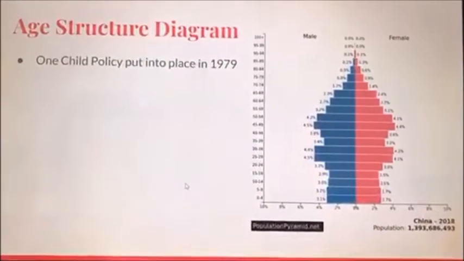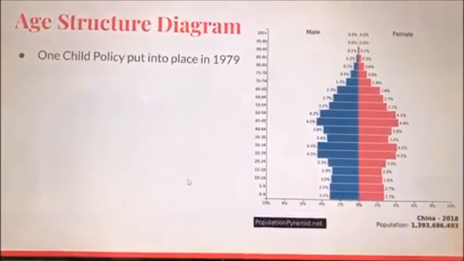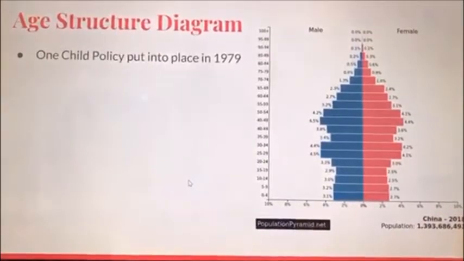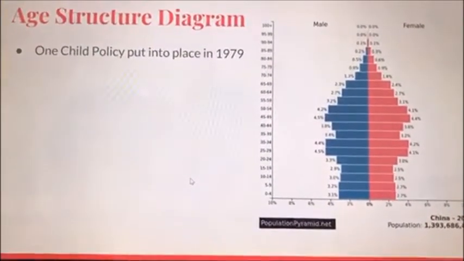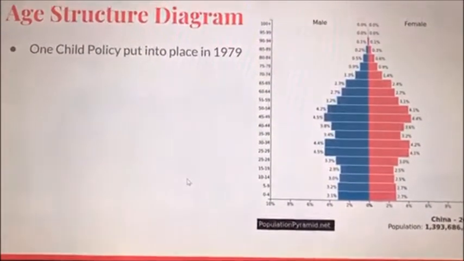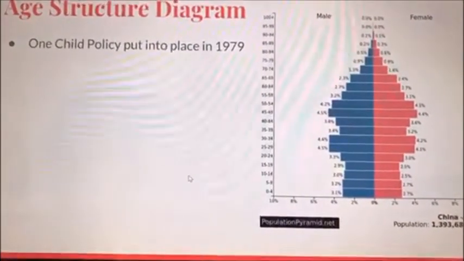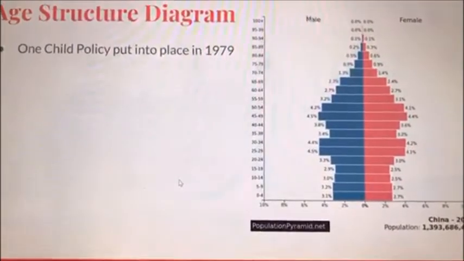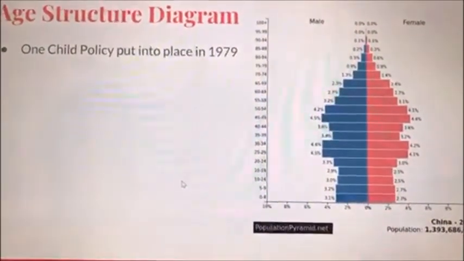This is China's age structure diagram, and it shows that the one-child policy was put into place in 1979, especially after the age bracket of 40 to 44. The population has started to decrease, and momentum has shown that there was a huge decrease in ages 20 to 24 and under, and that's because of the implementation of the one-child policy.